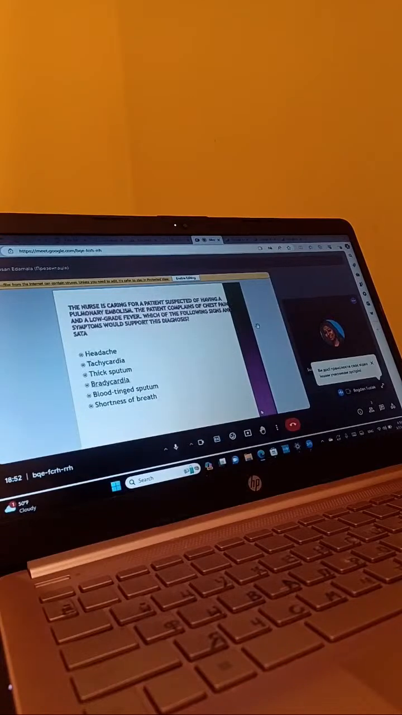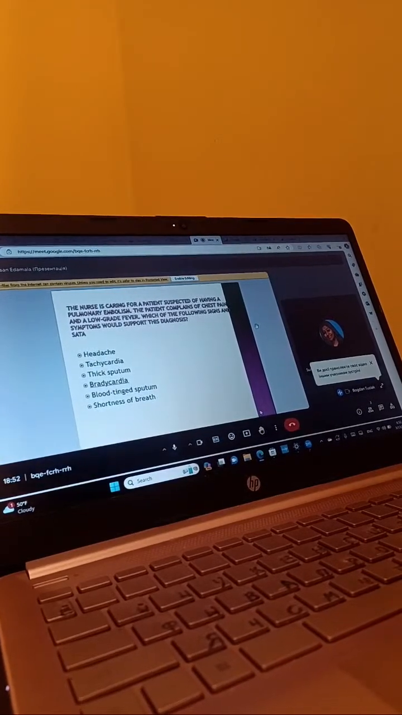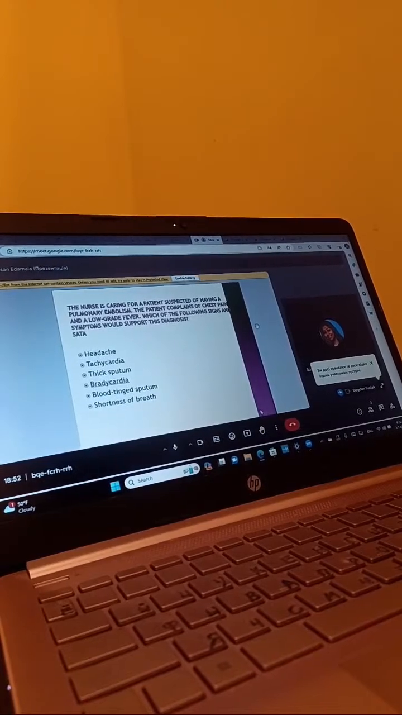Okay, next one. The nurse is caring for a patient suspected of having a pulmonary embolism. The patient complains of chest pain and a low grade fever. Which of the following signs and symptoms would support this diagnosis? So pulmonary embolism. Now from COPD, we came into a new topic. Do you know what pulmonary embolism means?